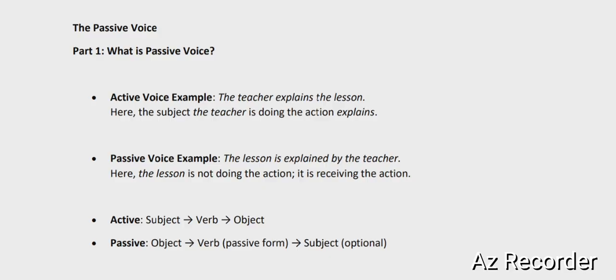So, in simple terms, active equals subject, then a verb, then an object, while passive starts with an object, then a verb which is in the passive form, then a subject which is optional.